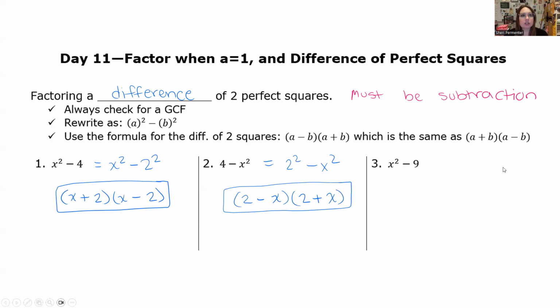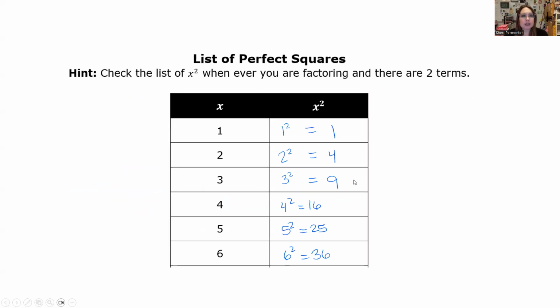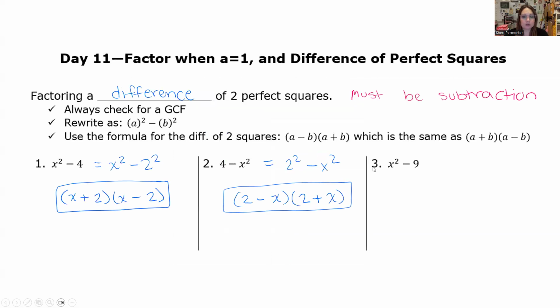So again, you can use your chart. You can come over here. 9. 9 is the same thing as 3 squared. And so I'm going to rewrite it as X squared minus 3 squared.